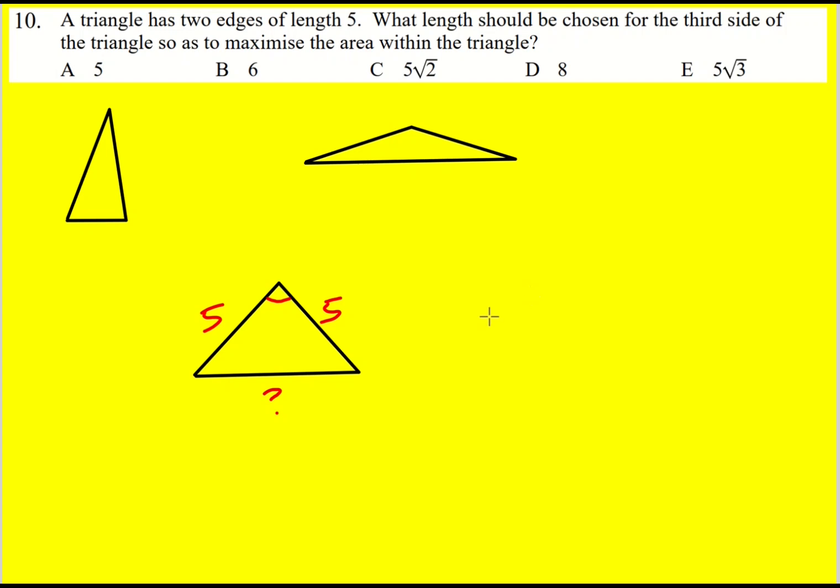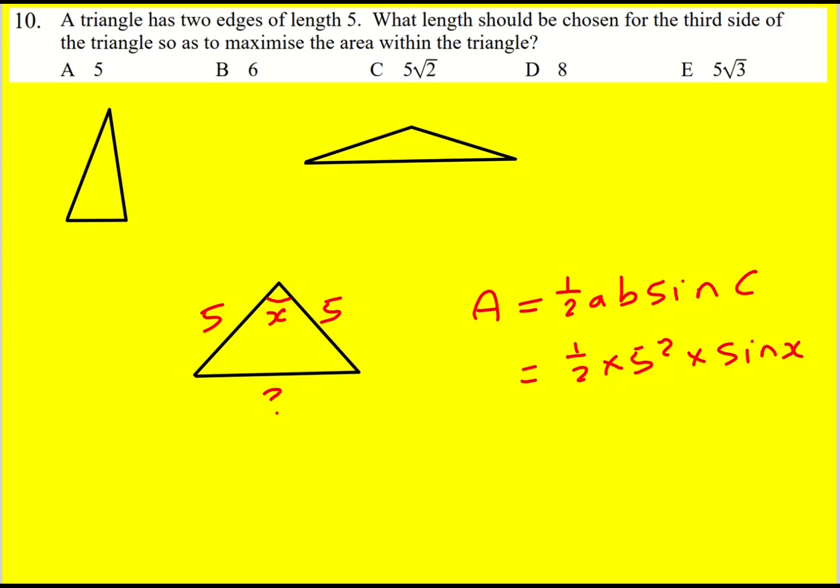Well, the key really is to use the formula area equals half AB sine C. And in this case, I'm going to call my angle x. So for us, it's going to be a half times 5 squared times sine x, because then the area depends completely on the angle that we set. So I want to make sine x as big as possible, and actually the most it can ever be is 1, and that is when x is 90 degrees. That ends up being the angle that will maximize it.